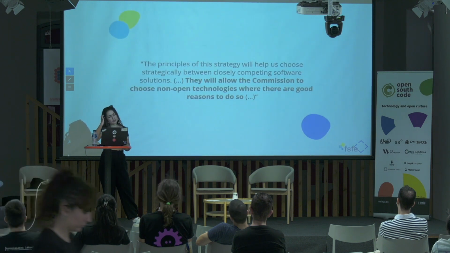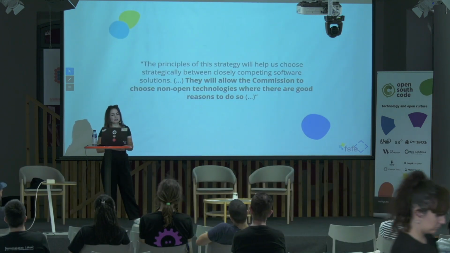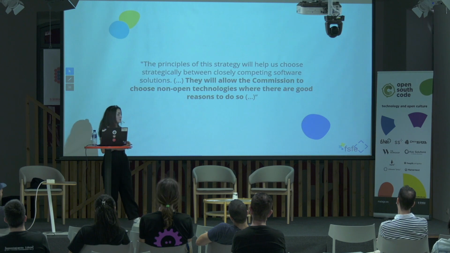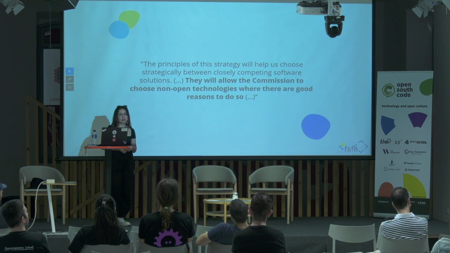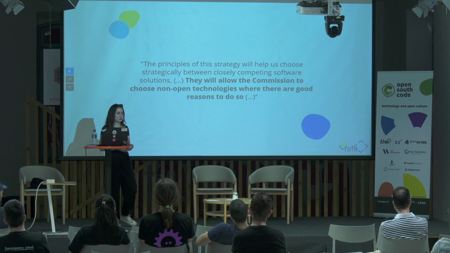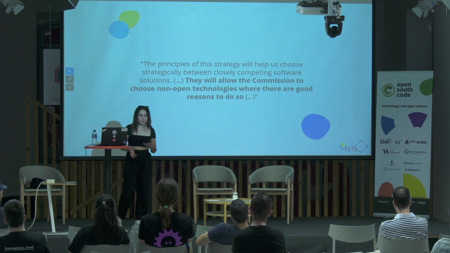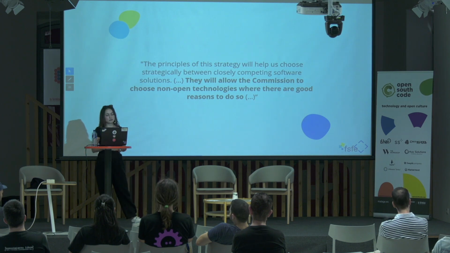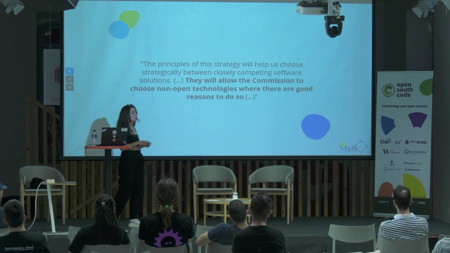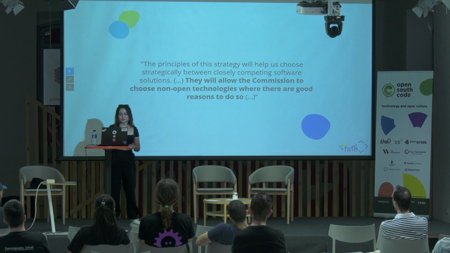There is another example, for instance, that I just copied from the text. The Commission will have the freedom to choose non-open technologies where there are good reasons to do so. So again, what are good reasons and to whom are these reasons good, and so on. This is the kind of loophole we found in such a strategy.